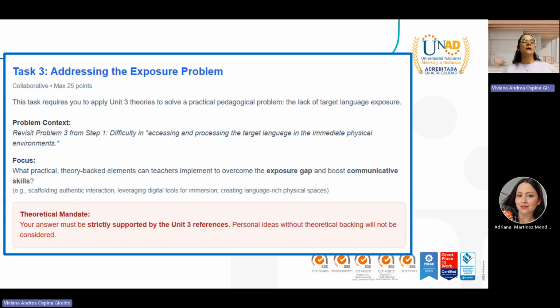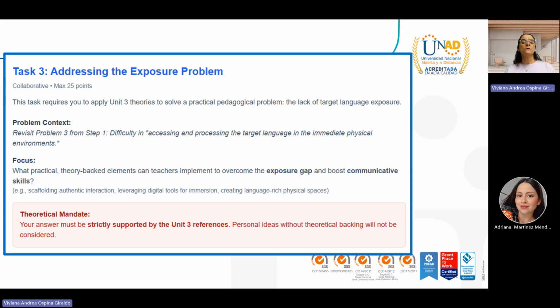Another thing that we are going to do is revisit problem 3 from step 1. And when we do that, we are going to think about accessing and processing the target language in the immediate physical environments. When we talk about learning environments, we need to keep in mind that they could be physical or they could be online, as we do here in these spaces.